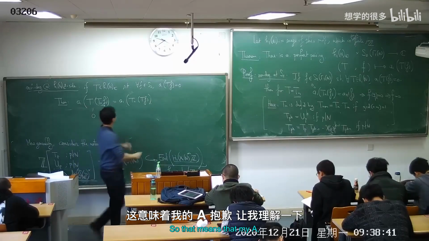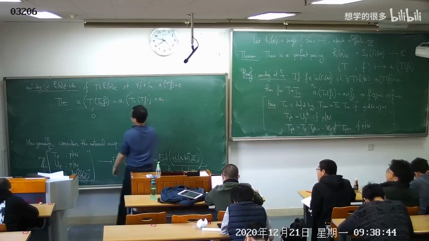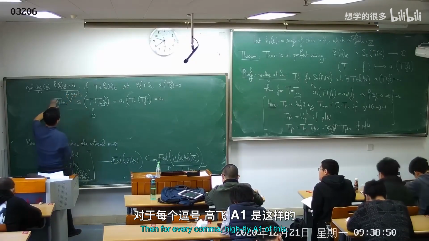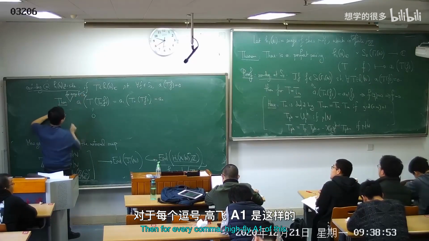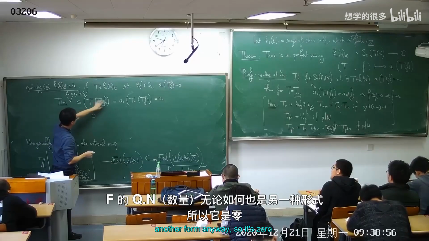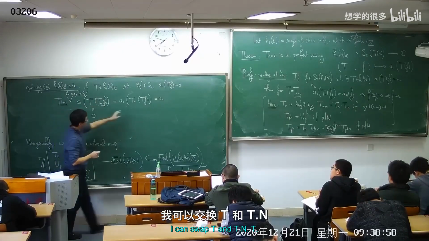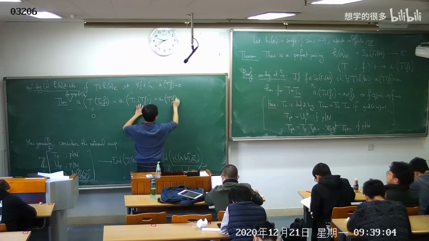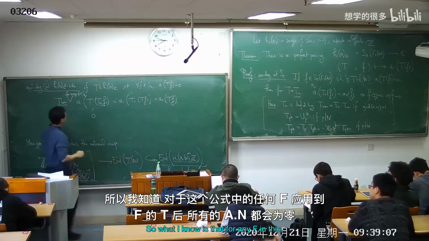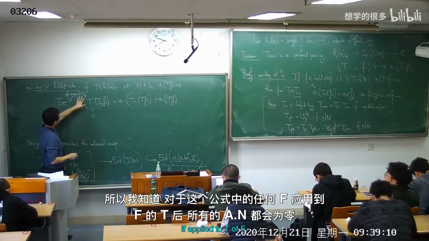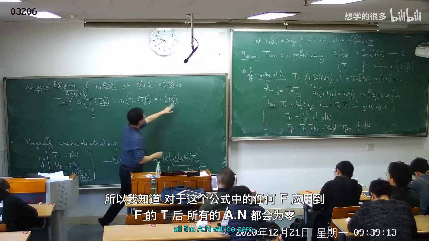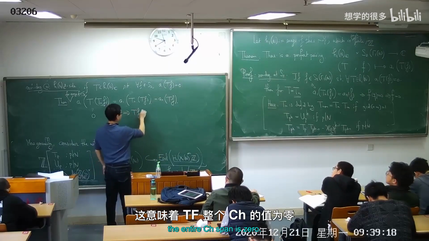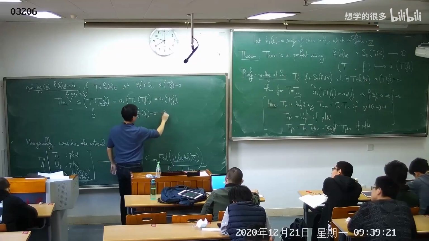So that means, for every f, I apply A1 of this. This Tn of f is another form anyway, so it's 0. I can swap T and Tn. After I swap, I get An of Tn. So what I know is that for any f in this, if applied to T of f, all the Ans will be 0. So that means for Tf, the entire q-expansion is 0. So that means Tf is 0.